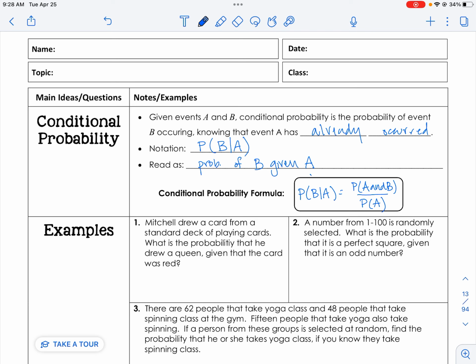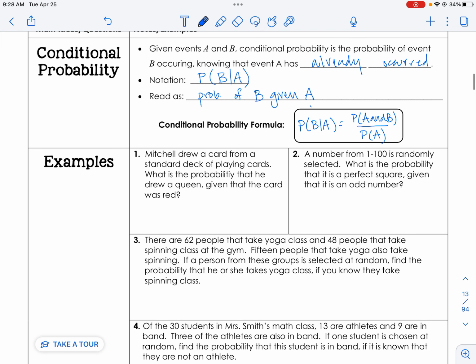For example, Mitchell drew a card from a standard deck of playing cards. What is the probability that he drew a queen, given that the card was red? So, given that the card was red, there are 26 out of 52 red cards. There are 4 out of 52 cards in the deck that are queens. And then there are 26 out of 52 cards that are red. So I want to know here the probability that he drew a queen given that the card was red.